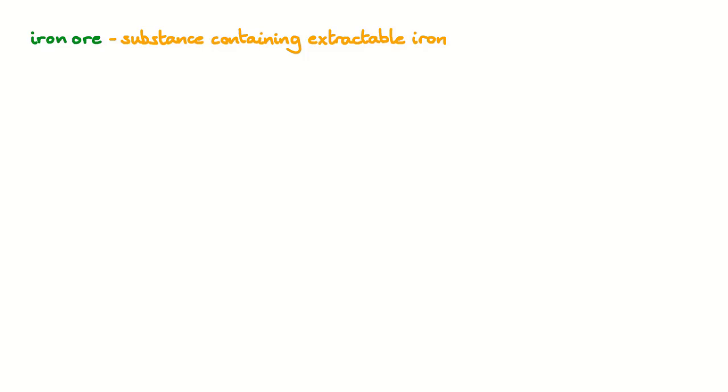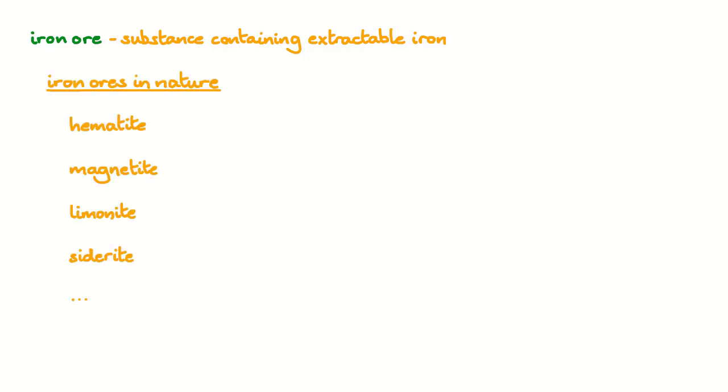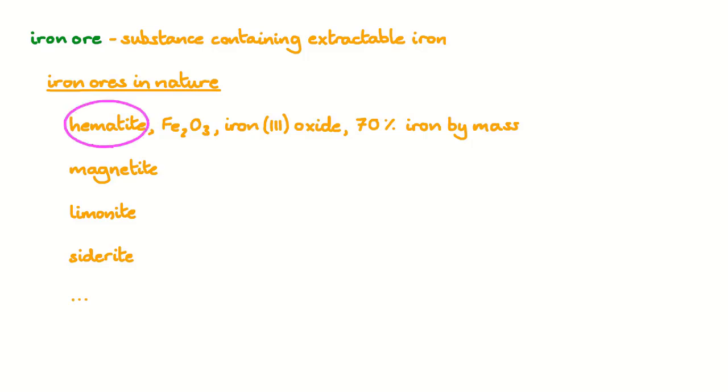Ores containing a high proportion of iron can be found throughout the world. There are many compounds of iron that can be found in nature. But the one that's most common for extracting iron, and the one that will feature in this video, is hematite. Hematite is a naturally occurring form of iron 3 oxide, Fe2O3, and it's about 70% iron by mass.